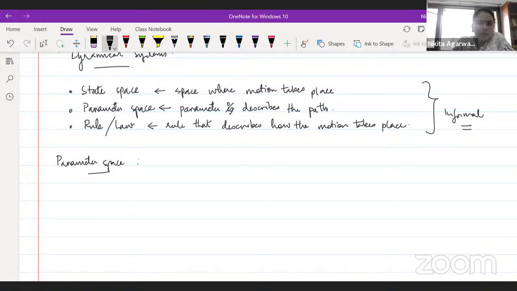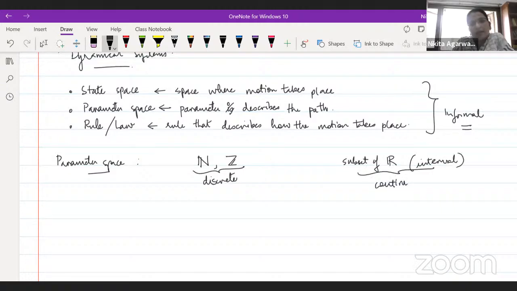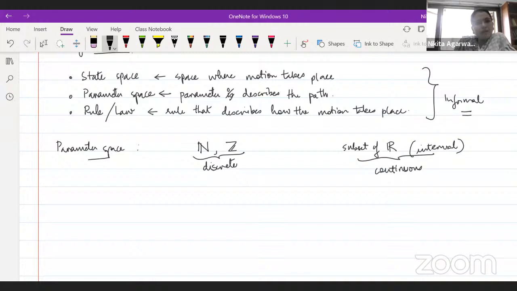Now, coming to parameter space, there are broadly two categories. One is it could be the space of natural numbers or the space of integers, and this is classified as discrete. Or you could have a subset of the real line, more specifically an interval, and this is classified as continuous. When your parameter space is one of the former, you say that it's a discrete dynamical system, whereas if it's a subset of R, let's say an interval or all of R, you say it's a continuous dynamical system. Let me explain the concept using a few examples.